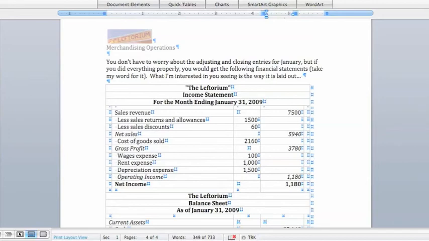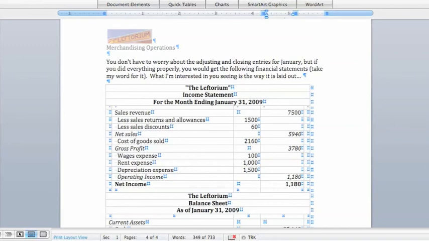And so that gets us down to $1,180 in operating income. And then after operating income, there would be some other miscellaneous items that would get listed below that. In this exercise, there isn't any. So in this case, operating income is just net income.